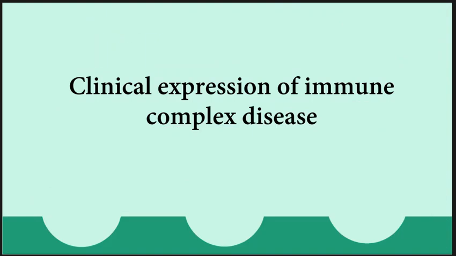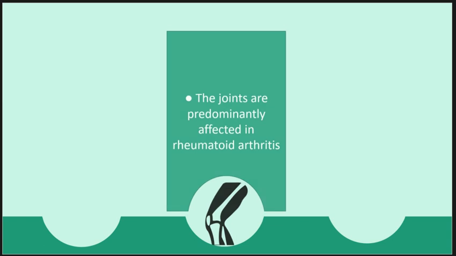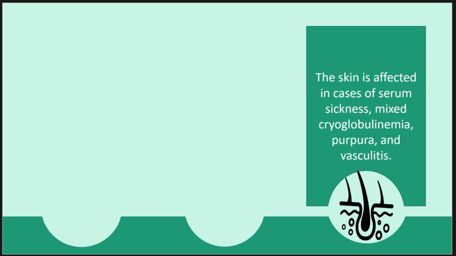The clinical expression of immune complex disease depends on the target organs, where the deposition of immune complex predominates. The first target organ is the kidney, which is very frequently affected, usually with glomerulonephritis as the prevailing feature. The next target organ are the joints, which is predominantly affected in rheumatoid arthritis. The third one is the skin, which is affected in cases of serum sickness, mixed cryoglobulinemia, purpura, and vasculitis.